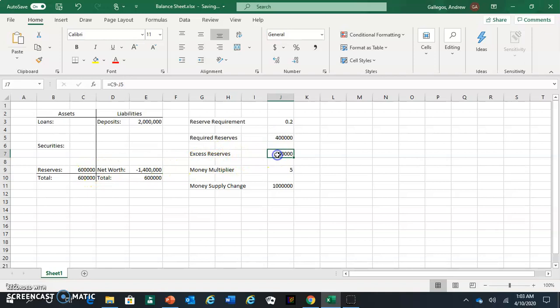We told Excel here, subtract C9 by J5, to get the excess reserves of 200,000. They can lend all that out, and if they do, the money multiplier is going to be used to bring that number to 1 million. So we can play around with a number of different things. We can see the same banking system.